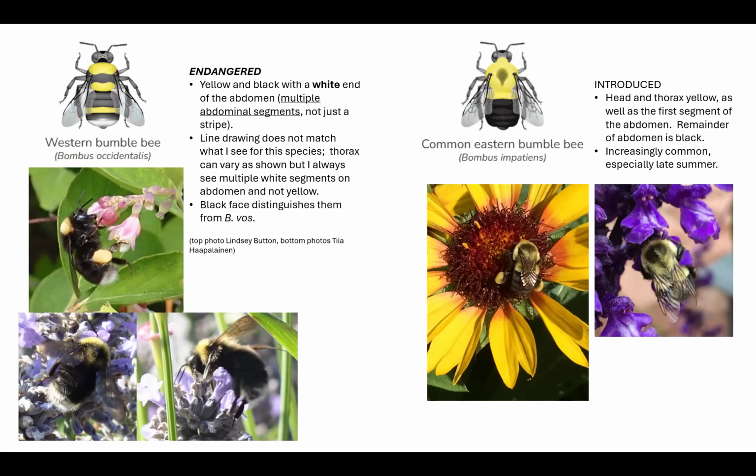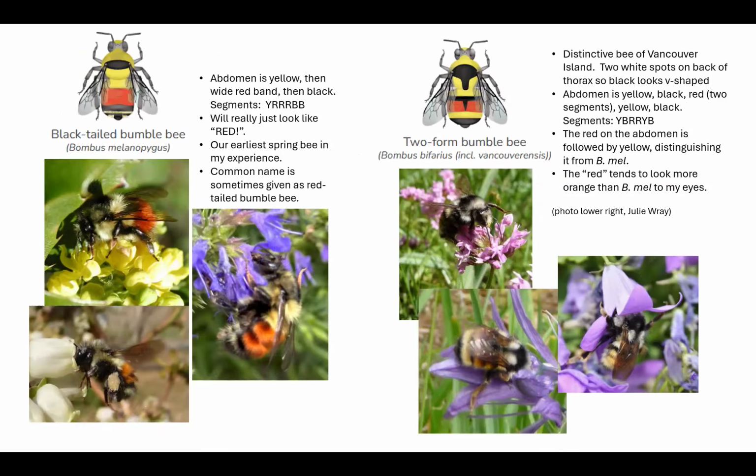We also have a yellow and black bee where the entire thorax and the beginning of the abdomen are yellow. This is the introduced eastern bumblebee. I'd be very interested to know if you have any on Lasqueti because this is an escape from greenhouse pollination. Next up comes some of the red bees.